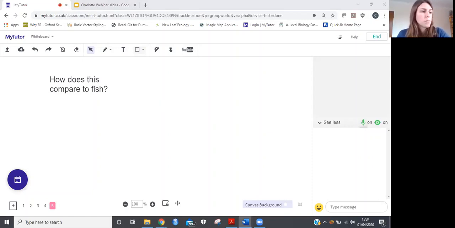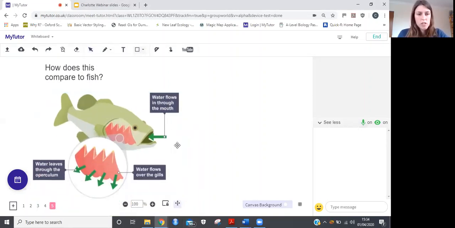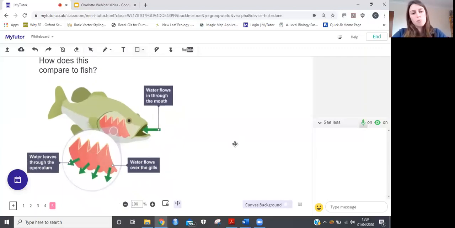So let's have a quick look at gills themselves. So here is a fish, and fish have a kind of flap behind their eyes called the operculum. And water flows over the gills and then out through the operculum. So when a fish breathes in, it breathes in water, not air. The water moves over the gills, where gas exchange takes place, and leaves through the operculum.